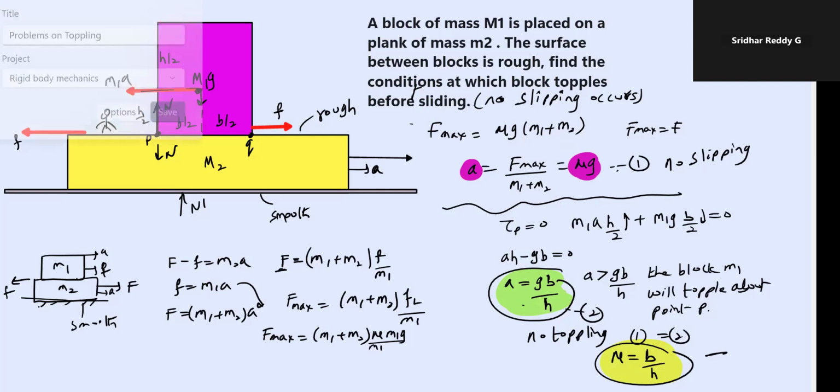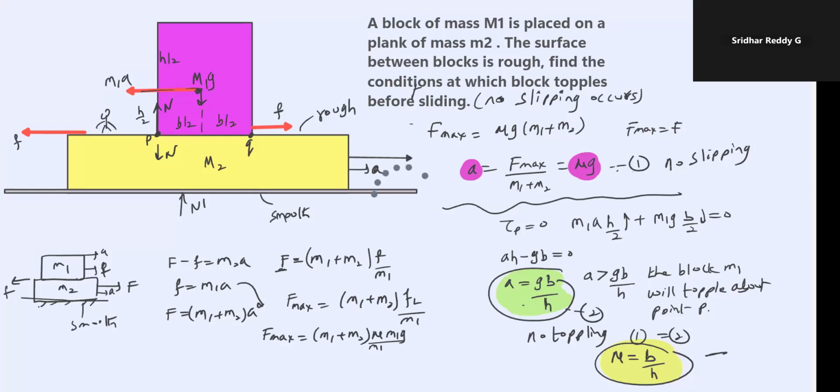Okay, agreed? Whether the block will topple or not is determined by the value of the coefficient of friction mu relative to b by h. If mu is less than b by h, it will slip before toppling. If mu is greater than b by h, it will topple before slipping.